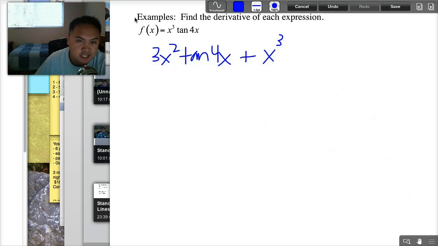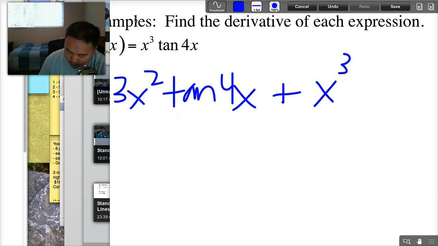What is the derivative of tangent 4x? Well, you may notice that this is a chain rule. I have 4x inside of tangent. Or if you guys can't see that, if I could zoom in, this means the exact same thing as this, tangent of 4x, not tangent times 4x.